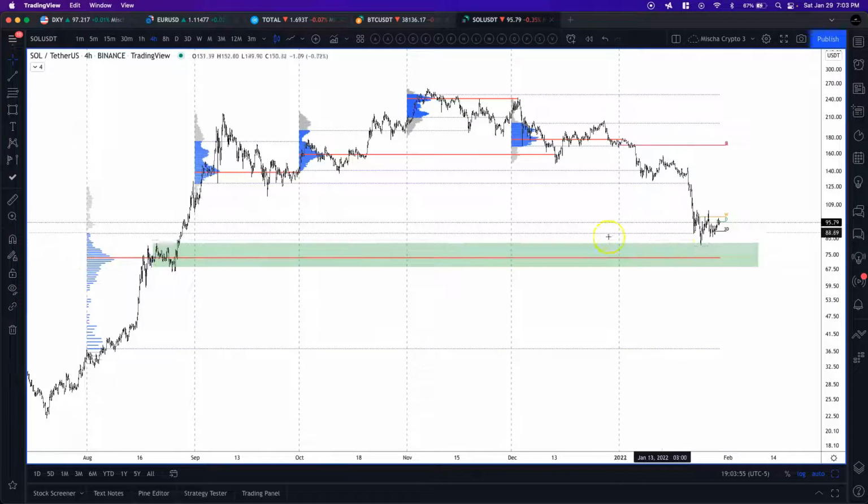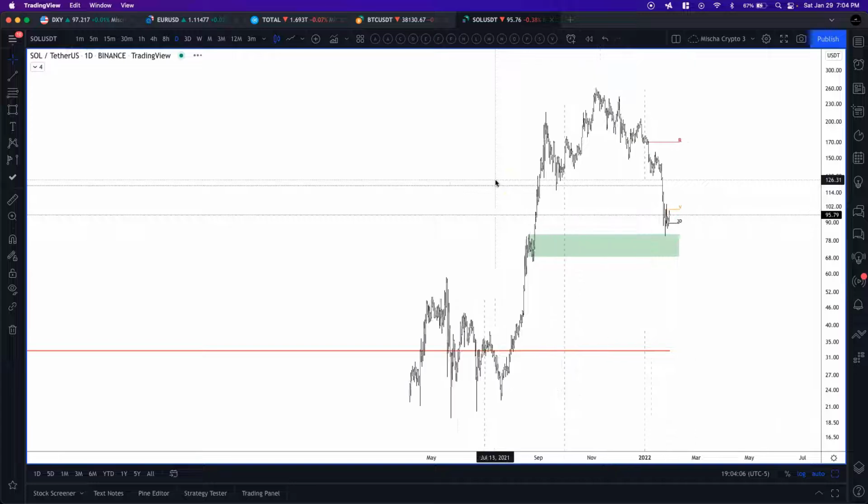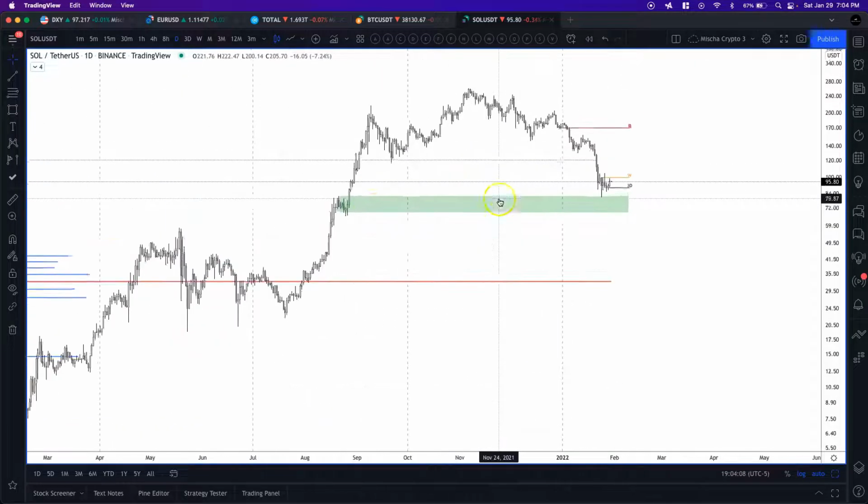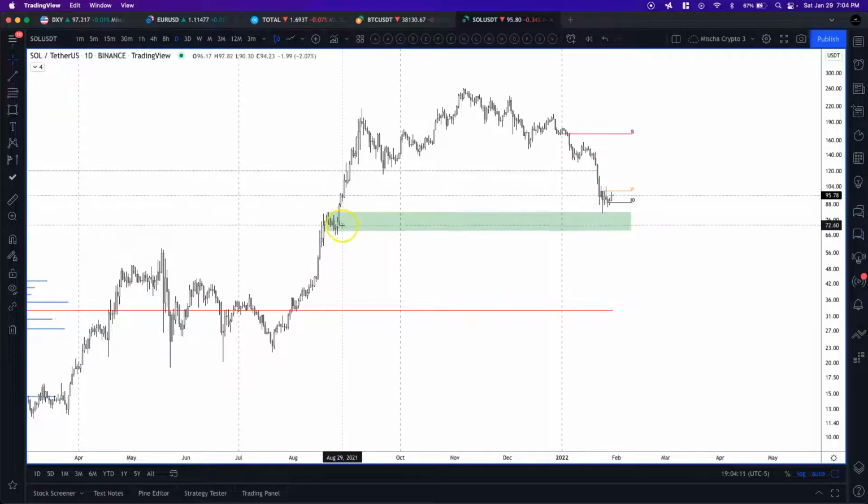So now, if we want to see whether or not Sol is going to hold on this area, we're going to have to go down into our lower time frames. Because right now what we've done is we've looked at the bigger picture, we've looked at the yearly profile, we've looked at a demand area on our daily time frame, and we've looked at quarterly and monthly profiles, and we've seen confluence with this demand area.